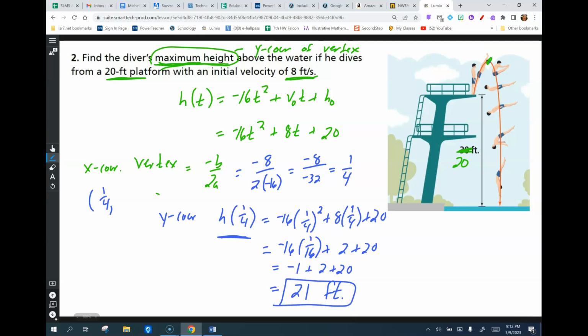is 21 feet. When did it happen? At 1/4 seconds. So your vertex tells you everything. Your y-coordinate is your maximum, and your x-coordinate is your time. Good. Hope that's making sense. If so, physics will be lots easier when you take it.